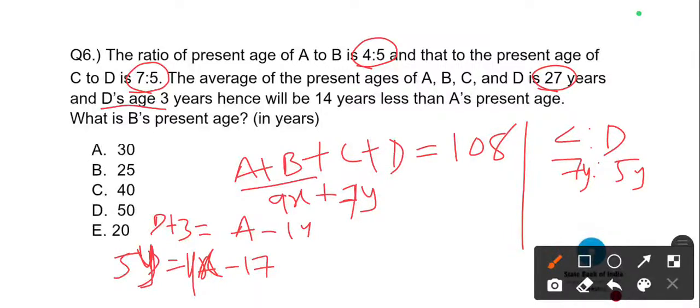How you got 4x minus 5y equals 17, that is fine. And how you got 9x plus 12y? Where is C? I didn't understand this one. Can you please explain? 9x plus 12y equals to 108. Okay, fine.